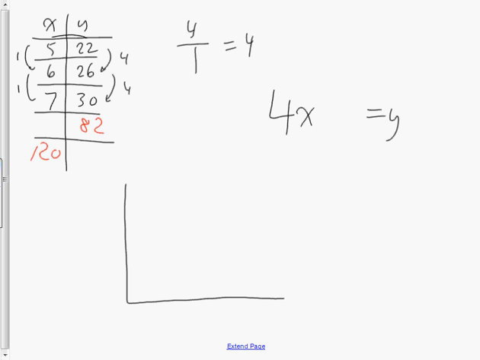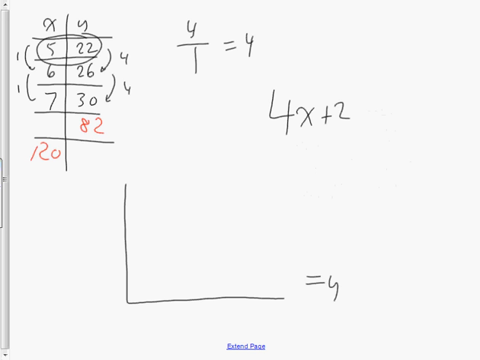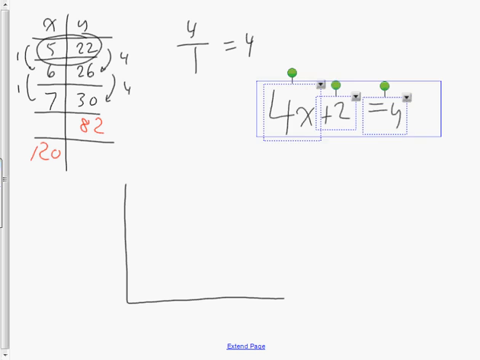Take your first ordered pair, or any one you want, substitute the value of x in that equation, and substitute the corresponding y value. See if they're equal. They're not. It requires a constant of +2 to maintain equality between the two sides. And therefore, the equation that represents this table of values is 4x plus 2 equals y. Okay, so 4x plus 2 equals y is your equation.